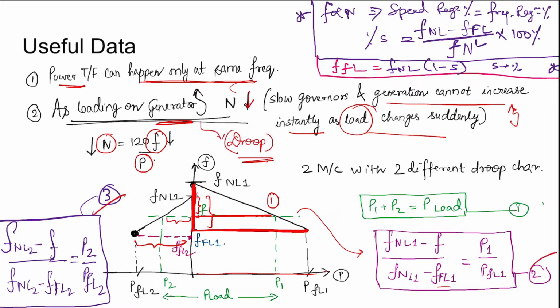So these two hold like this, and after that the load is shared. P1 generated by machine 1 and P2 generated by machine 2 should match with the load demand. With these three equations we can find F and the values of P1 and P2, that is, how much load each machine is sharing. Since there is a droop with the change in loading condition, this regulation, that is the change in frequency, also termed frequency regulation, is given by no load frequency minus full load frequency divided by no load frequency, that is, with respect to no load we are taking 100%. So this is the percentage speed regulation or frequency regulation.